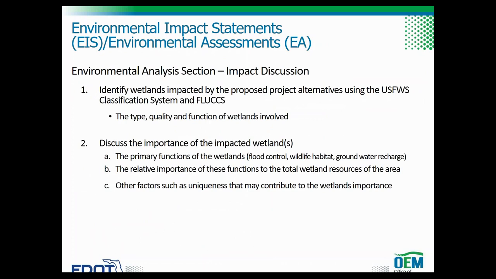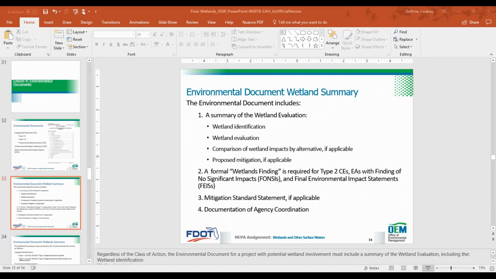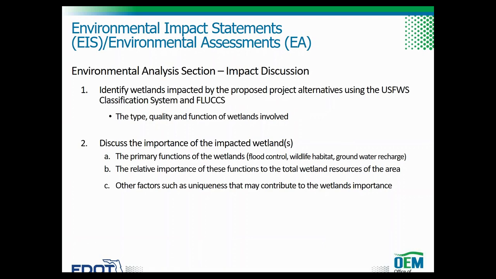The wetland impact discussion should identify any wetlands impacted by the proposed project alternatives, including the potential stormwater ponds or other stormwater treatment systems, using the U.S. Fish and Wildlife Service classification system, and discuss the importance of the wetlands impacted by the project alternatives to the surrounding biological community. The discussion should consider the primary functions of the wetlands, such as flood control, wildlife habitat, and groundwater recharge, the relative importance of these functions to the total wetland resources of the area, and any other functions such as uniqueness that may contribute to the wetland's importance.